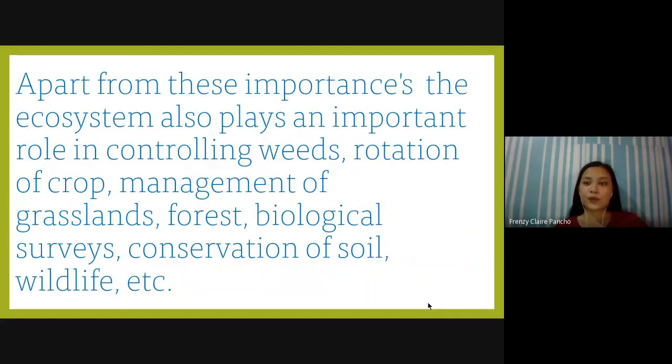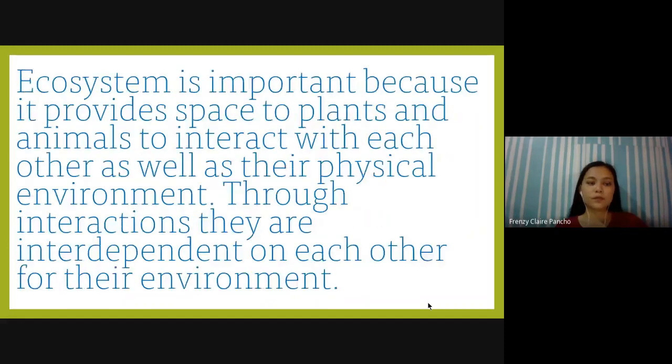Apart from this, the ecosystem also plays an important role in controlling weeds, rotation of crops, management of grassland, forests, biological surveys, and conservation of soil, wildlife, and so on. Ecosystem is important because it provides space for plants and animals to interact with each other as well as their physical environment. Through interactions, they are interdependent on each other for their environment.